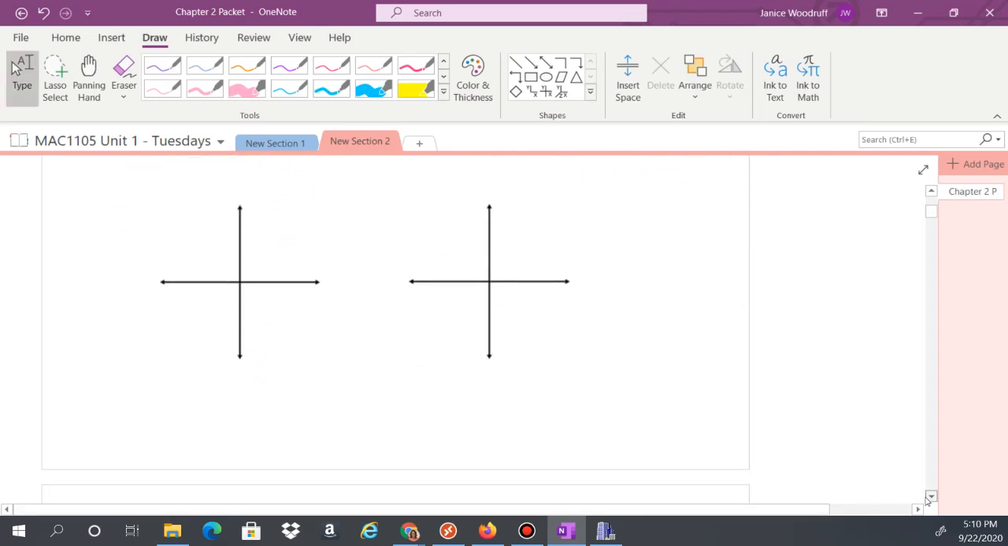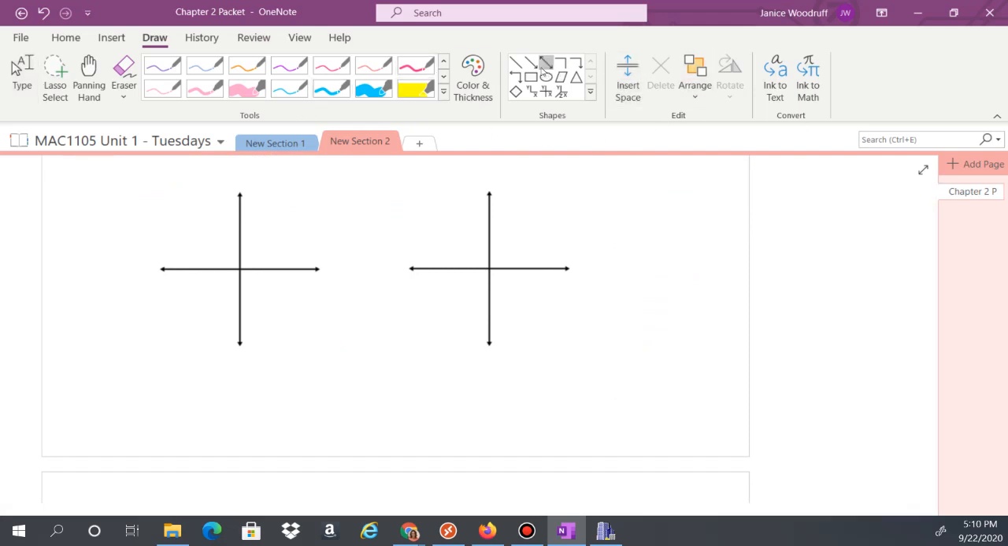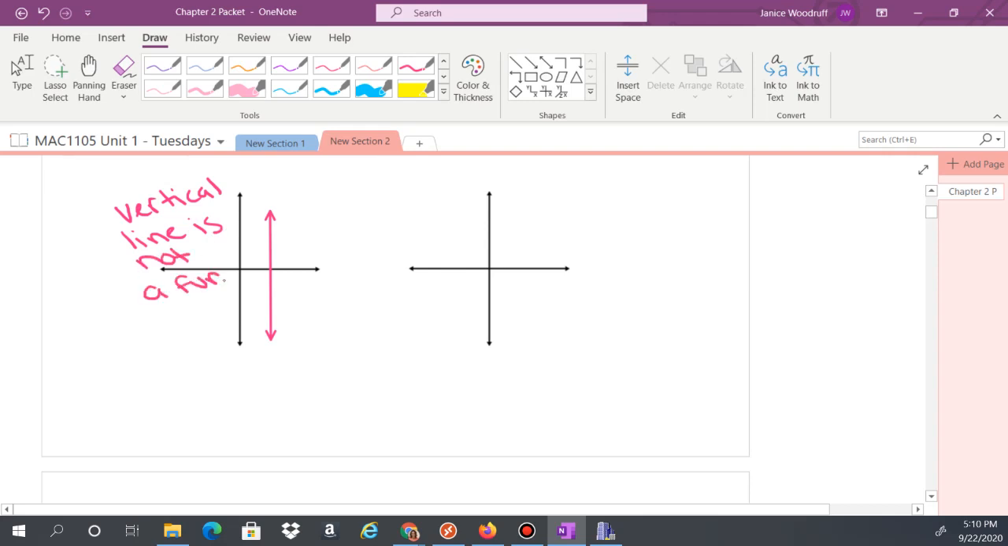And then two things I want to point out: because a vertical line in itself has the same x value at every single point, a vertical line is not a function. Okay, so a vertical line itself is not a function. And another very common one that is not a function is a circle, because of the vertical line test. So if I draw a vertical line through a circle, I'm going to be hitting that more than once.